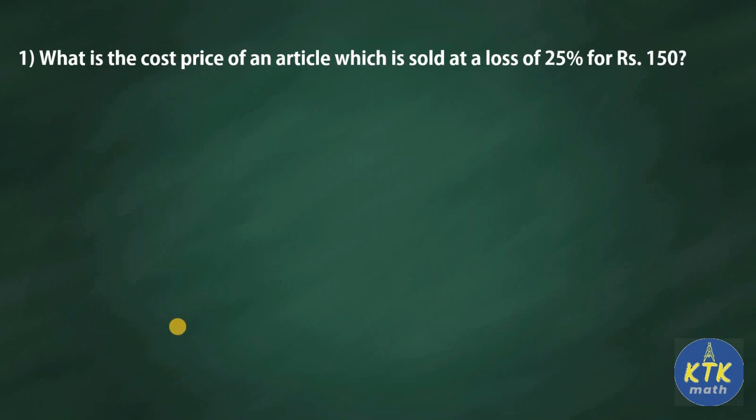Now the first question: what is the cost price of an article which is sold at a loss of 25% for rupees 150? The options are 125, 175, 200, 225. Whenever these kinds of questions are given, you must be very careful about two things. One is what they gave in the question, and another is what we need to find. Okay, we'll start solving now.